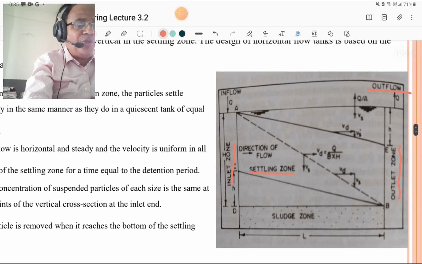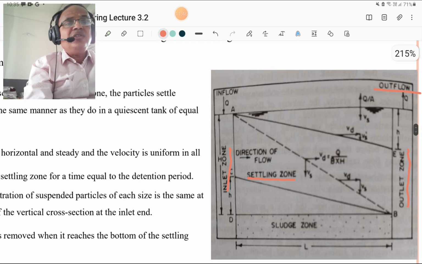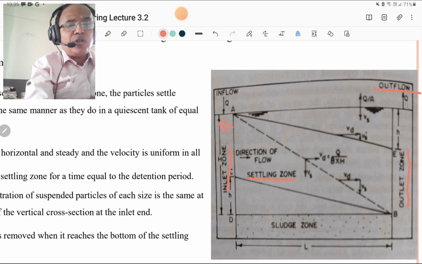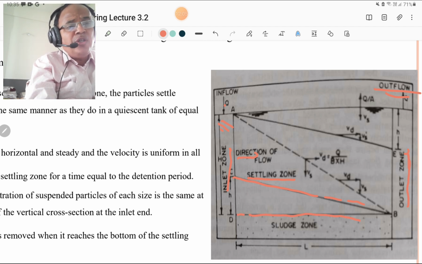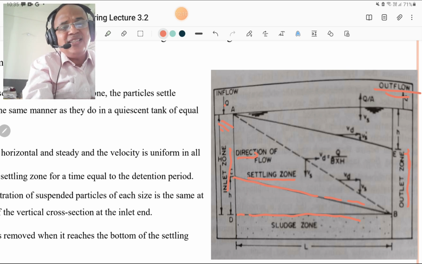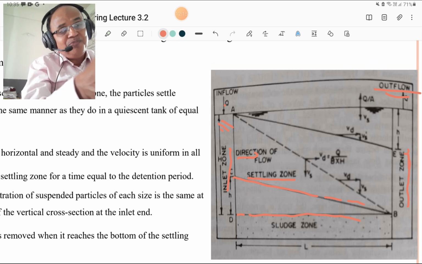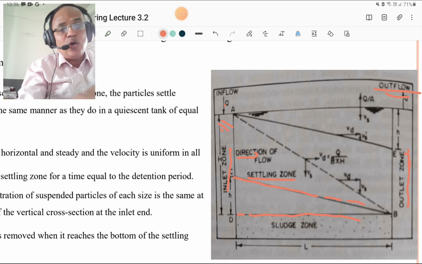Here is the figure which shows all the zones. This is the inflow zone, where water comes in. Then this is the direction of flow, this is the settling zone, then this is the outlet zone, and there is outflow, and at the bottom there is a sludge zone. So you must know the inlet zone, you must know the settling zone. In the settling zone there are various types of settling, that is discrete settling. You must know that discrete settling. Then you must know the group settling, you must know the structure settling, and this is the outlet zone.